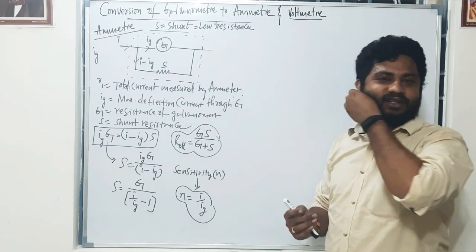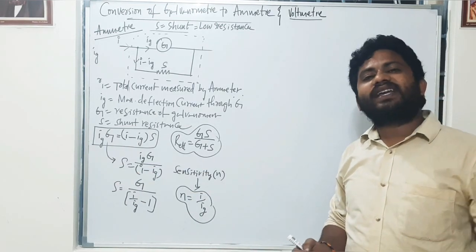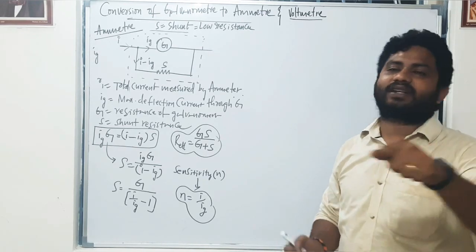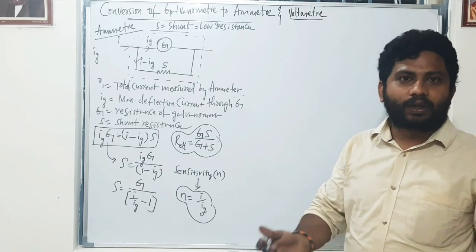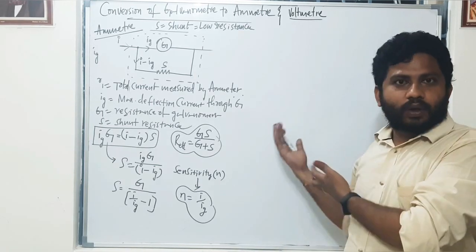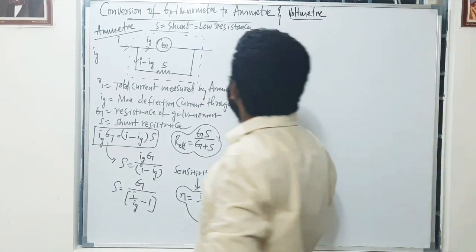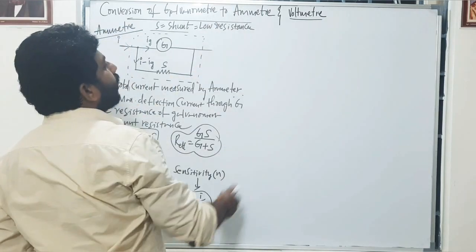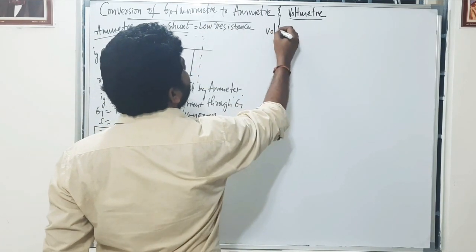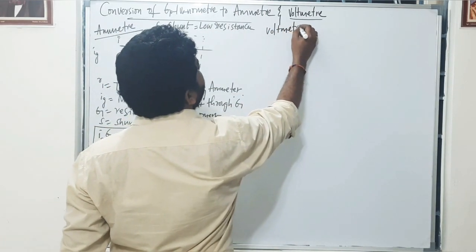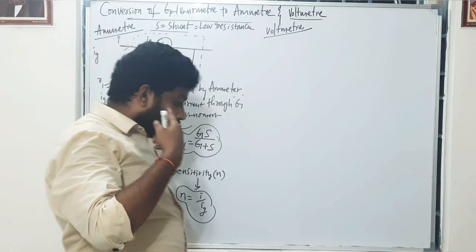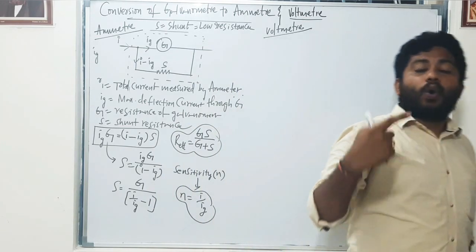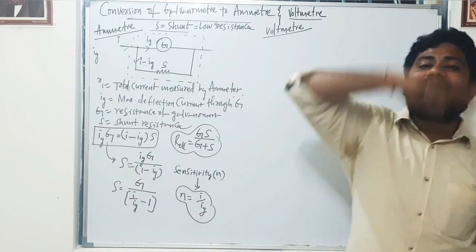Most commonly asked questions are, what is the value of the shunt resistance to be connected? That's it. Okay? Clear? So let's move on to the voltmeter topic here. How will this moving coil galvanometer be connected so that it is converted into a voltmeter? Let's see. Voltmeter. The ideal voltmeter resistance must be infinite.